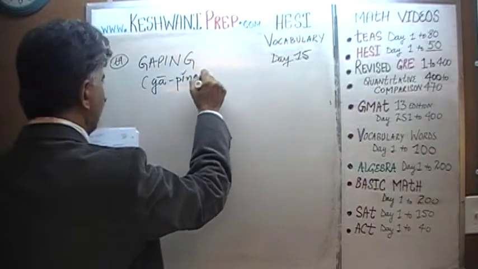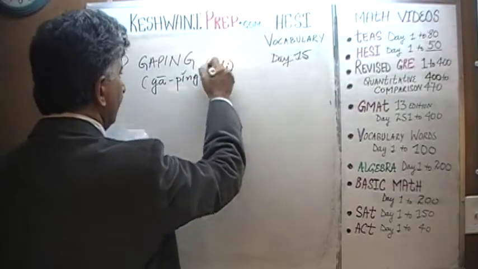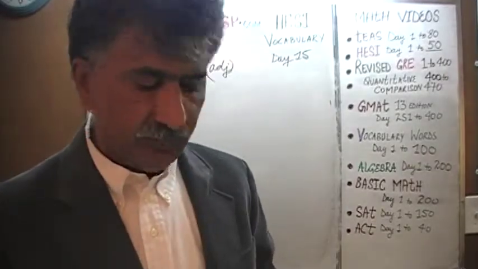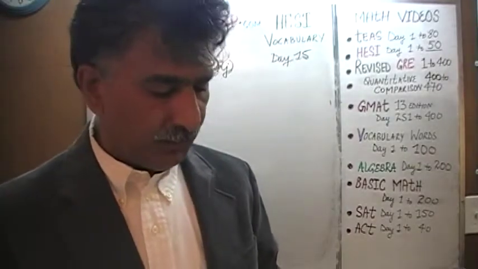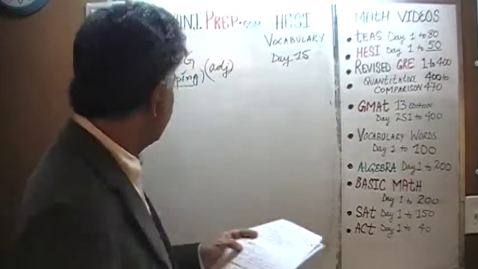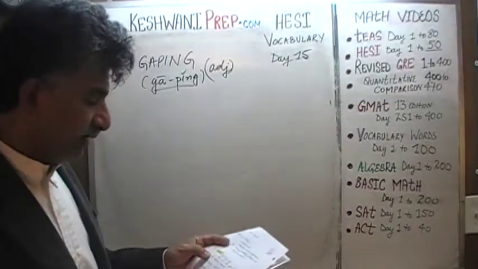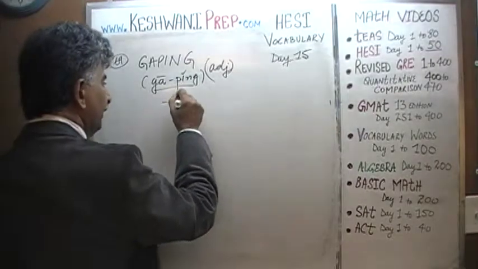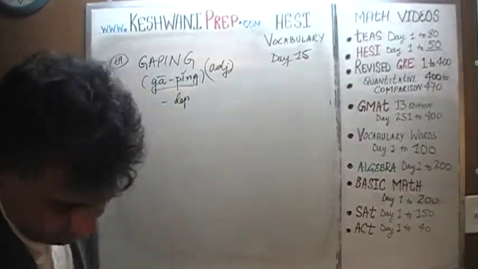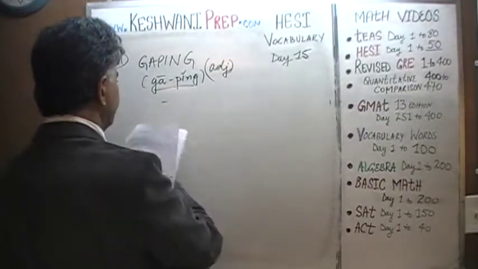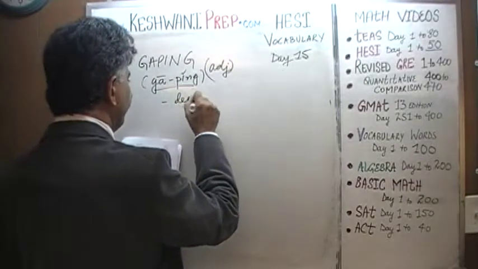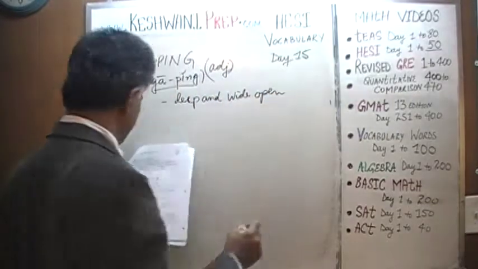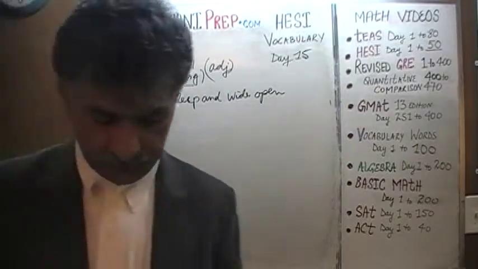Gaping. It's an adjective, and I realize it's a very simple pronunciation, but as you know, we always put down the pronunciation regardless of how easy or complicated it may be. Gaping simply means something that is wide open, something that is deep and wide open.